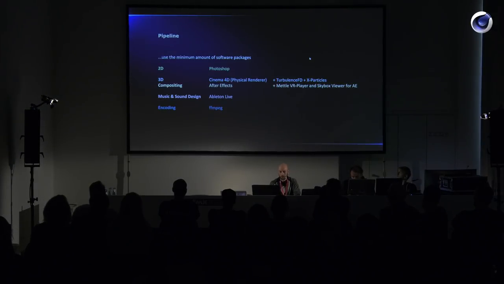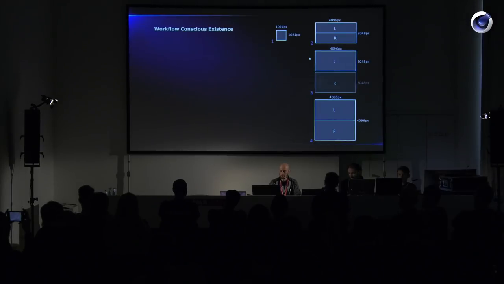In general, I try to use the minimum amount of software packages where possible. My main packages, again, are Cinema 4D and After Effects, and the plugins for Cinema are Turbulence FD and X-Particles, which I use a lot. For music and sound design, I use Ableton Live, which is for me kind of the Cinema 4D of sound, because it's very intuitive but powerful at the same time. And I'm using FFmpeg for the encoding, which I will tell you a bit more about later.